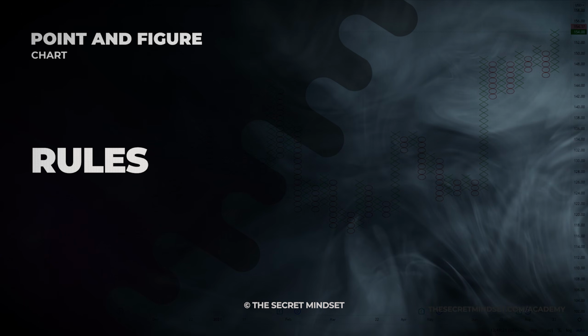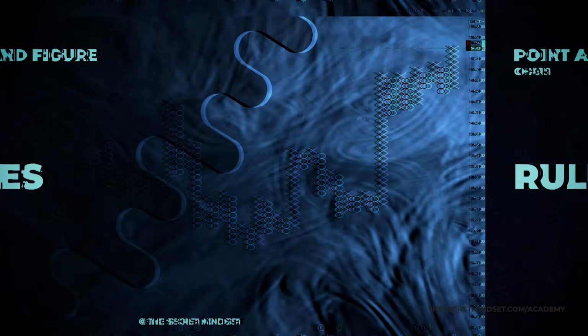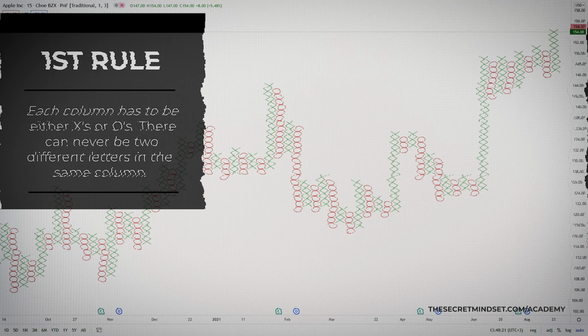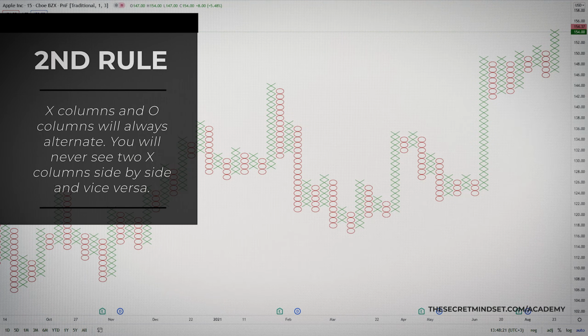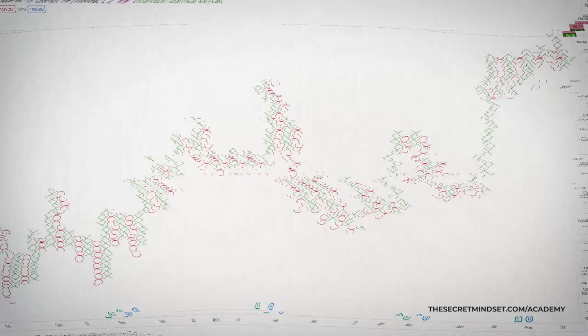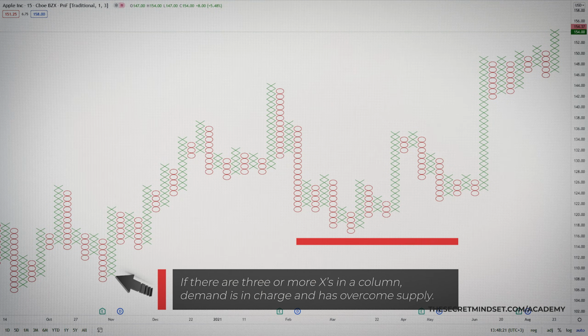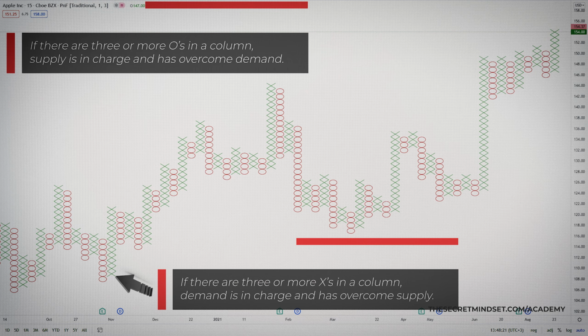There are two rules regarding the letters and the columns. Each column has to be either X's or O's. There can never be two different letters in the same column. X columns and O columns will always alternate. You will never see two X columns side by side and vice versa. If there are 3 or more X's in the column, demand is in charge and has overcome supply. The reverse is also true. When the chart produces 3 O's in a column, this indicates supply has overcome demand.